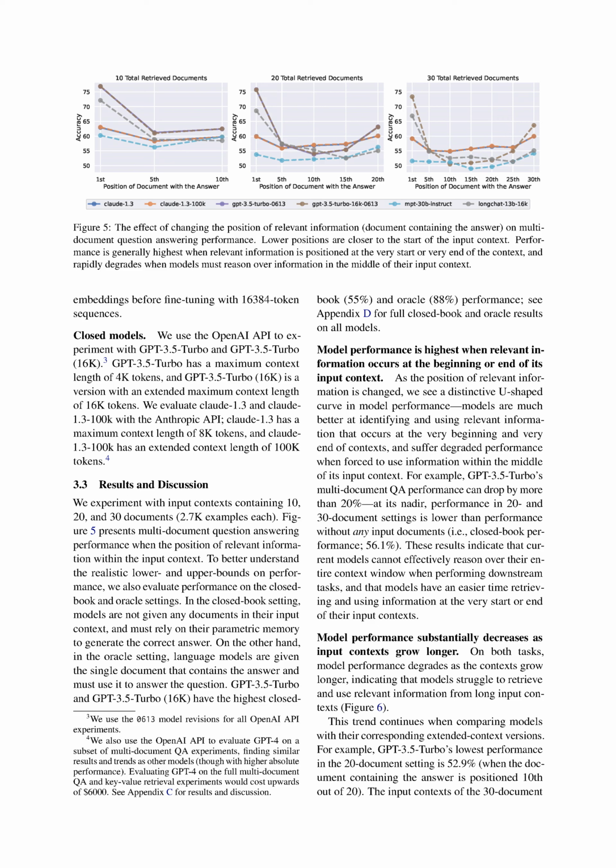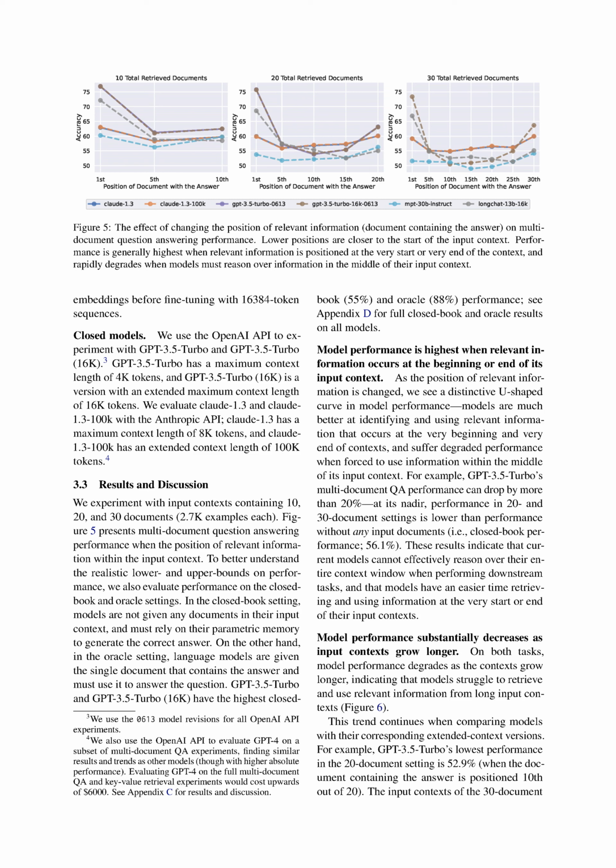Moving on to closed models, we use the OpenAI API to evaluate two versions of GPT 3.5 Turbo, the original one, which has a maximum context length of 4,000 tokens, and an updated version that can handle up to 16,000 tokens. We also assessed the Claude 1.3 and Claude 1.3-100K models, with the help of the Anthropic API. These models can manage context lengths of 8,000 tokens and 100,000 tokens respectively.